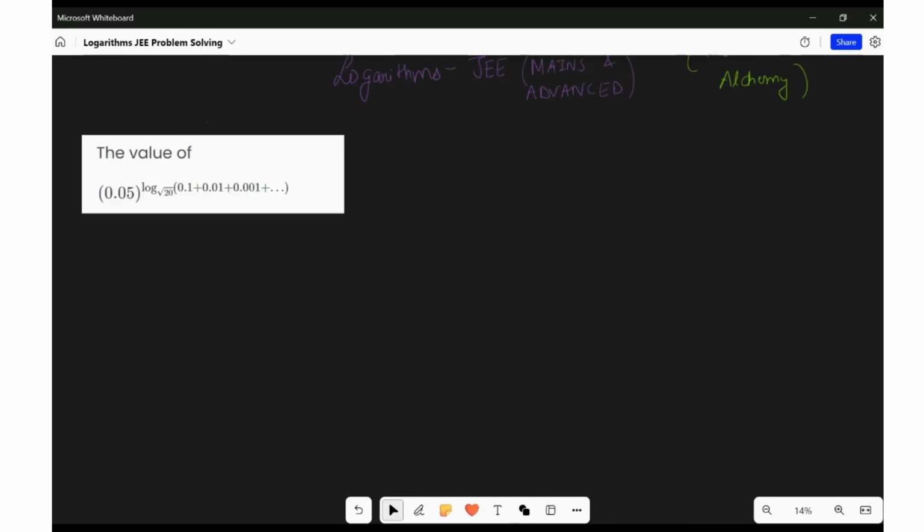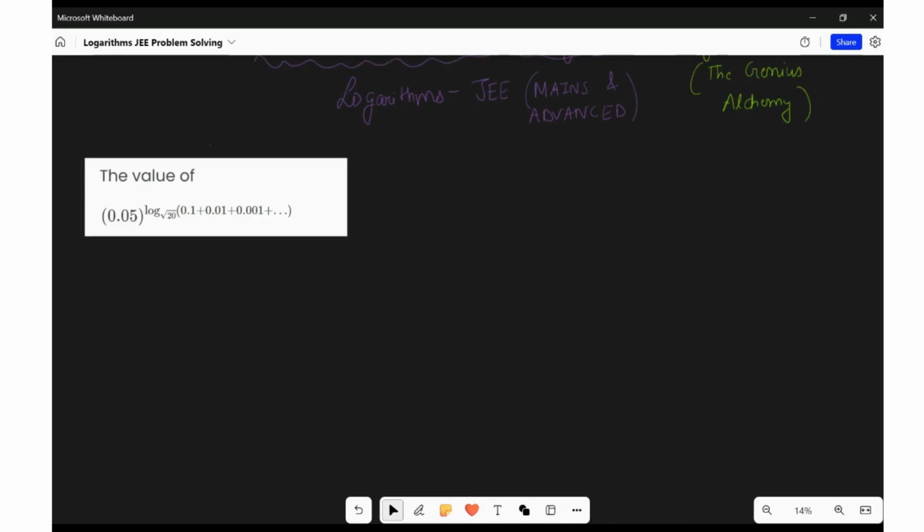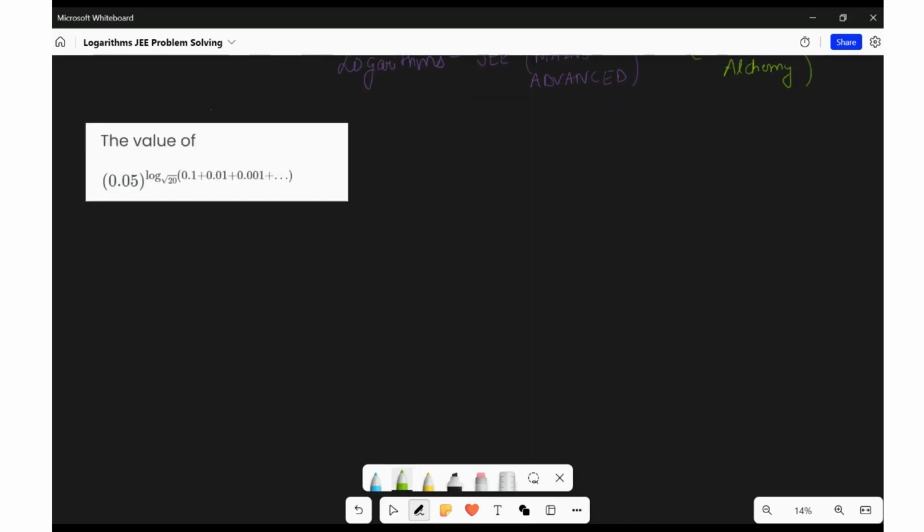Now this question is again the same as part 1's first question, I guess. So here we are again given a GP, right, which is 0.1 plus 0.01 plus and so on till infinity. Now here, let's find.